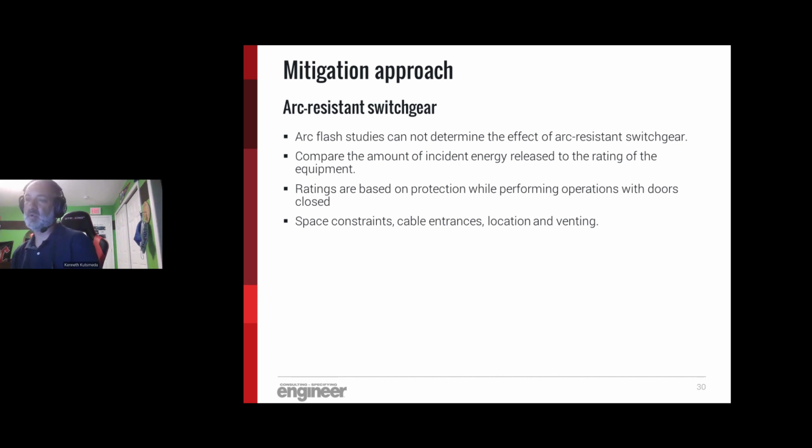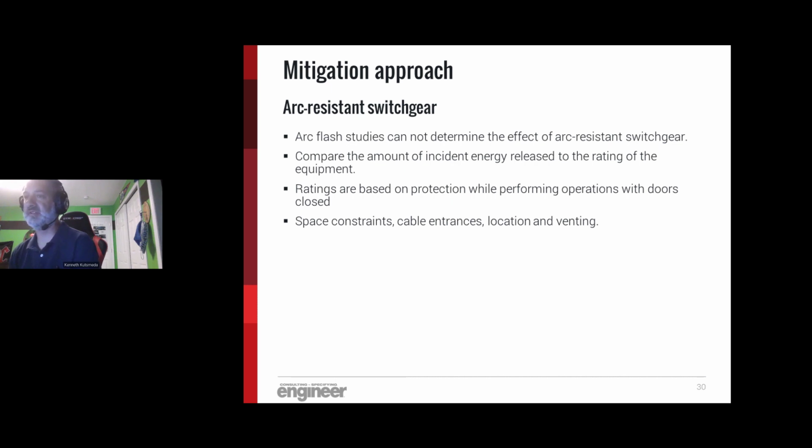And again, because this is not really a reduction, you can't really simulate it in the arc flash studies that Zia was talking about. You really have to calculate the incident energy level and what's being released and then compare it to the rating of the equipment. What is that equipment rated to withstand? And these ratings are really based on the doors being closed. So once you open the doors, that redirection or that pathway disappears and allows it to come out the front. So this is really meant for operating breakers and things like that.